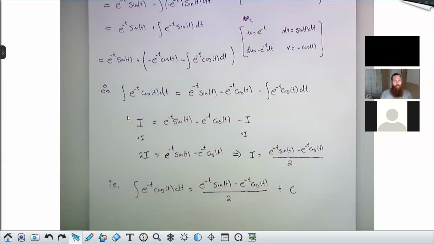This business where you label the integral as I, you don't have to do that. You could just add this to both sides. If you add this to both sides, you'll get 2 times this integral equals this stuff. So the integral has to be that stuff divided by 2. Personally, I don't usually write it like this. Usually I would just add this integral to both sides. So I'll show you how that would look.